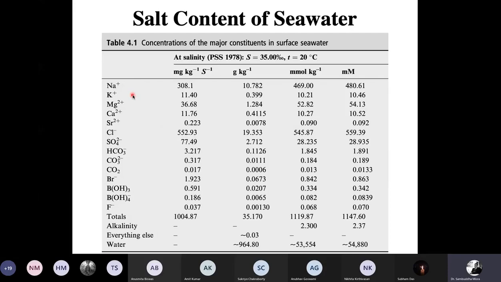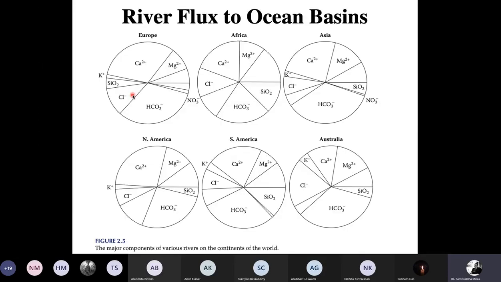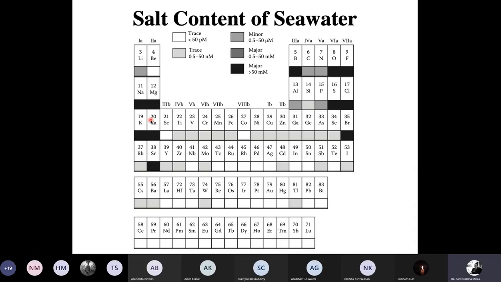So this is again the salt content of seawater. And if we look at the river flux from different continents, what we find is that it's dominated by calcium magnesium bicarbonate. There is little of that dissolved salt that dominates seawater composition seen in river water.